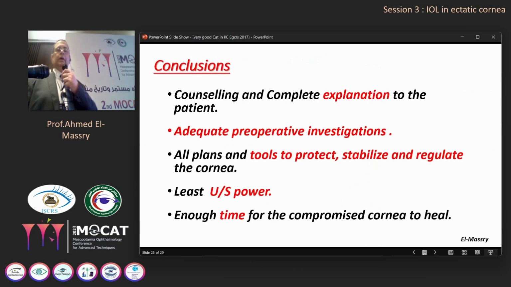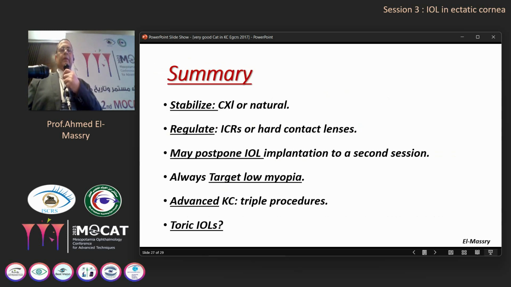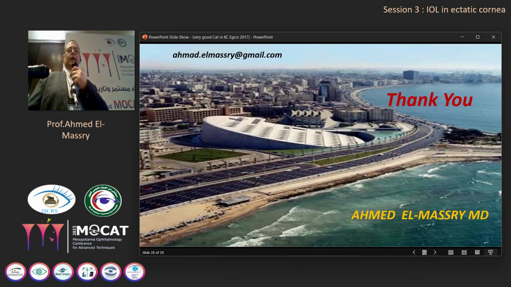So to conclude, counseling and complete explanation to the patient is a must, with adequate preoperative investigations, and all plans and tools to protect, stabilize, and regulate the cornea, the least ultrasonic power, and enough time for the compromised cornea to heal. To summarize: stabilize the cornea, regulate it, may postpone the IOL in advanced cases, always target low myopia, which can be solved, never ever hyperopia. In advanced cases do the triple procedure, and the toric IOLs are debatable.